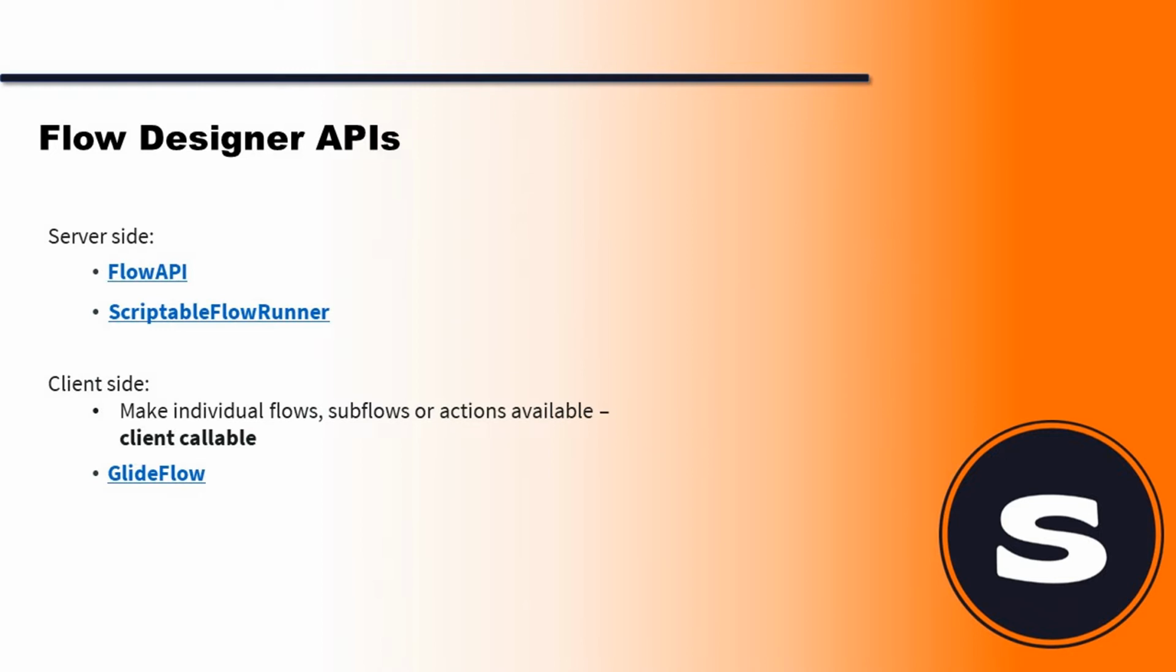On the client side, we've got GlideFlow, which I think is a really awesome name. Well done, ServiceNow. Maybe even a good name for a company, hashtag just saying. But I just want to call out that in order to make your flows, subflows, or actions available to trigger from a script, we have to make them client callable, and that's something you have to do specifically on those individual items. Where have we seen client callable before? Answers in comments below. Let's see if you get it.